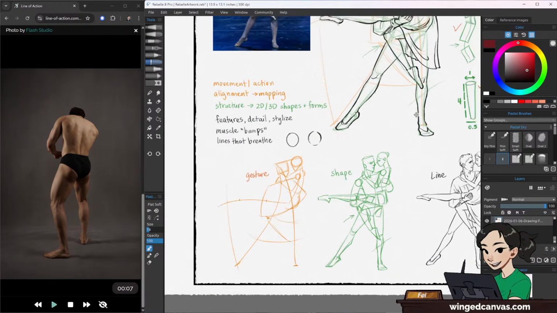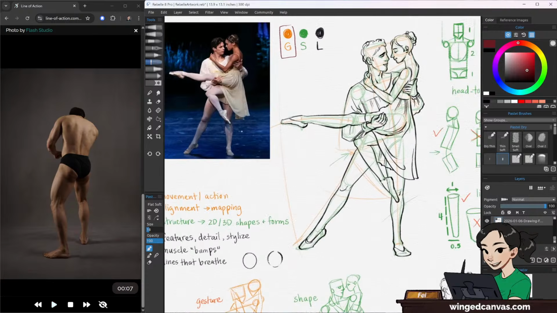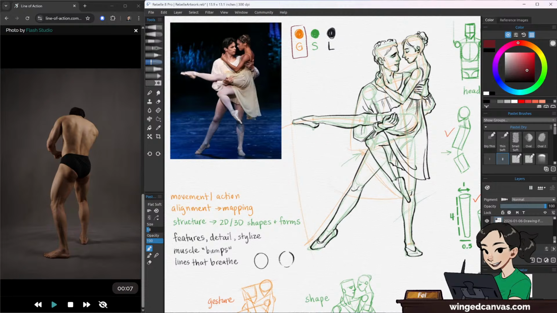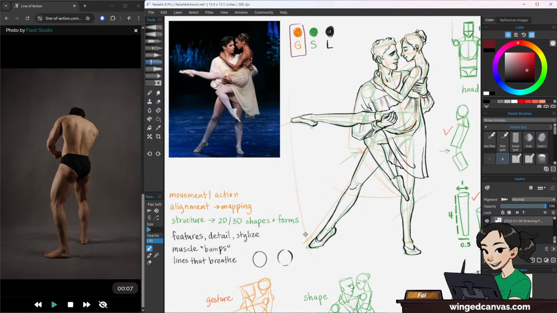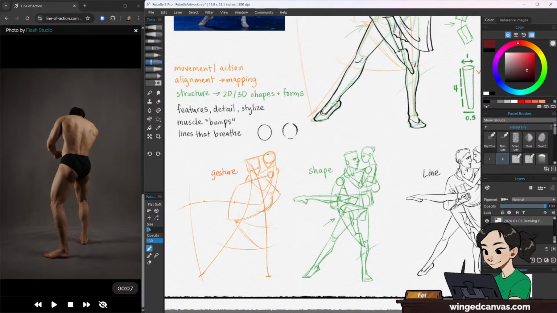And something to note is if you're drawing two people interacting, you definitely want to draw the gesture as kind of like together, right? You're not drawing them separately, you're drawing them together because they're interacting together, they're moving together. The rhythm is together, so you can see I drew them together.